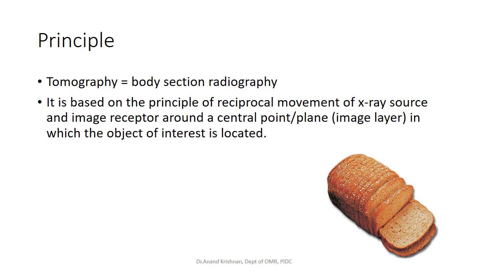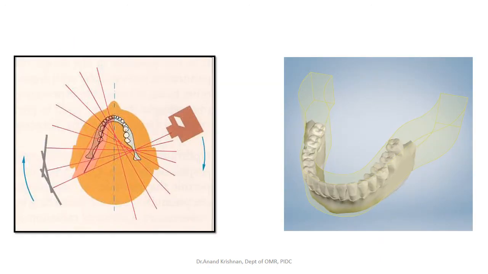So there will be a reciprocal movement, so that the X-ray from the source passes through the object of interest and is received by the receptor opposing it. So there is no lag. If the reciprocal movement does not occur, then there is going to be a lag in terms of receiving the image details. So in this we have to consider two things.